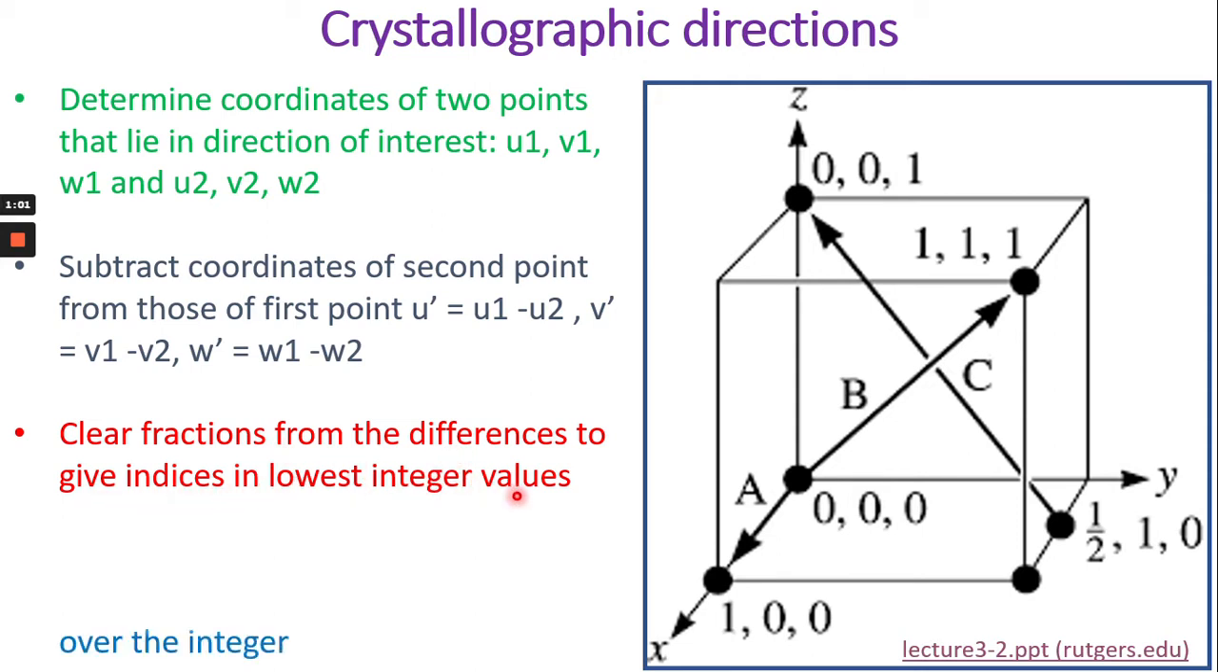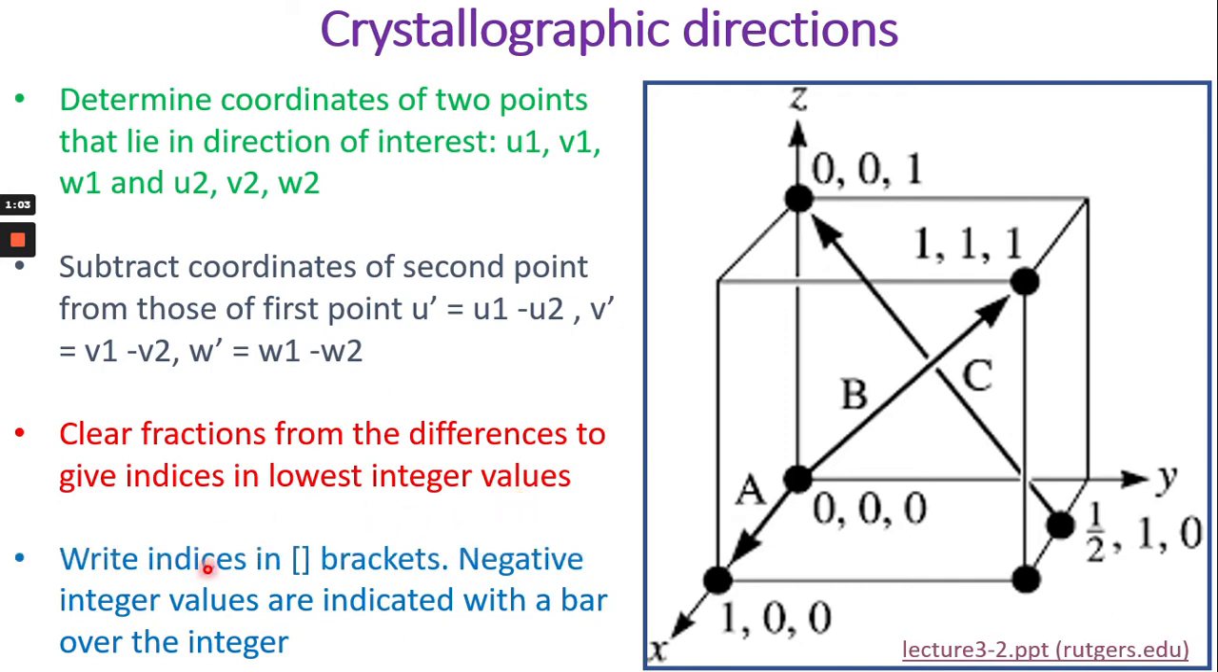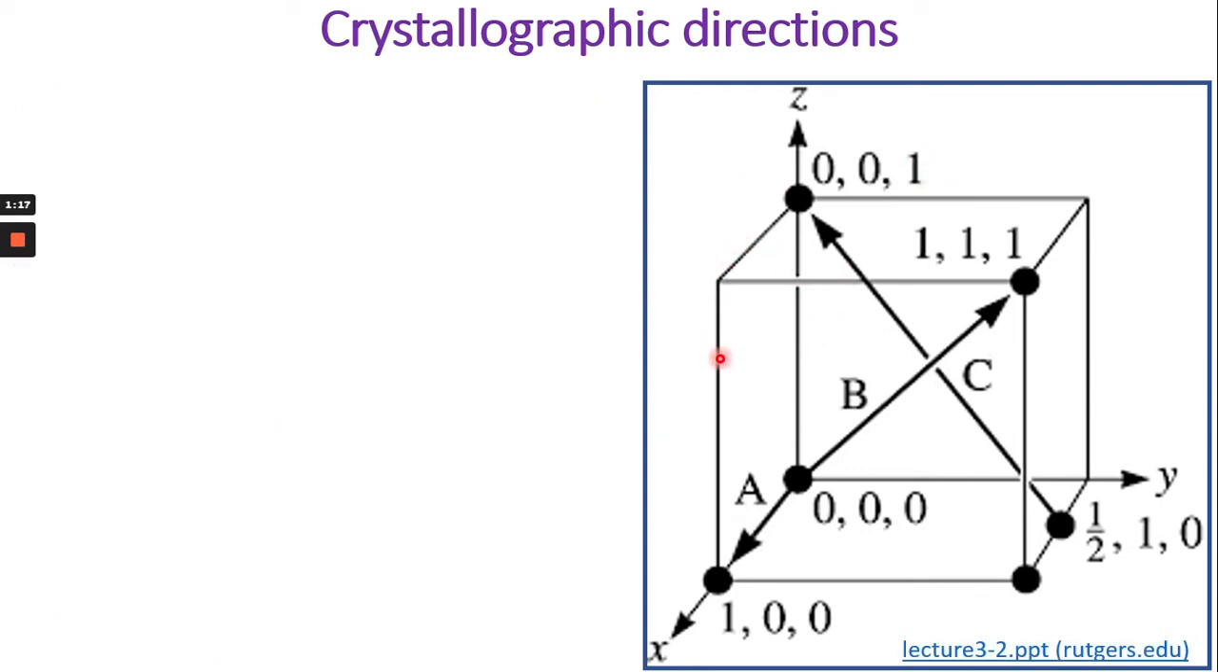Okay. Finally, write the indices in brackets. Negative integer values are indicated with a bar over the integer or a negative sign in front. So now let's go into detail.